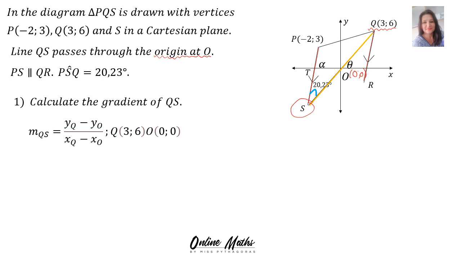And then I advise you always go back to your coordinates that you're going to substitute and write this is Q, x of Q, y of Q, x of O, y of O. And then you substitute the values. The gradient of QS is 6 minus 0 over 3 minus 0. In the end, your gradient of QS is 2. And now that you know the gradient, remember, you will use that in the next sum.